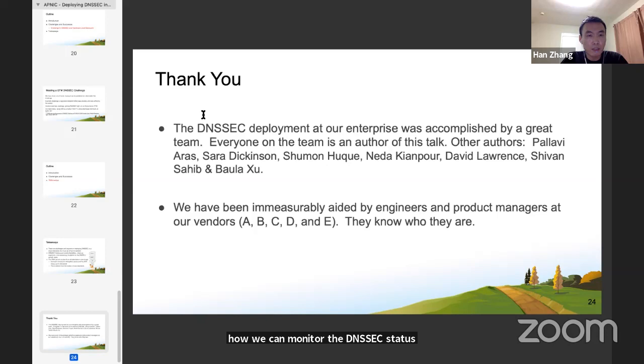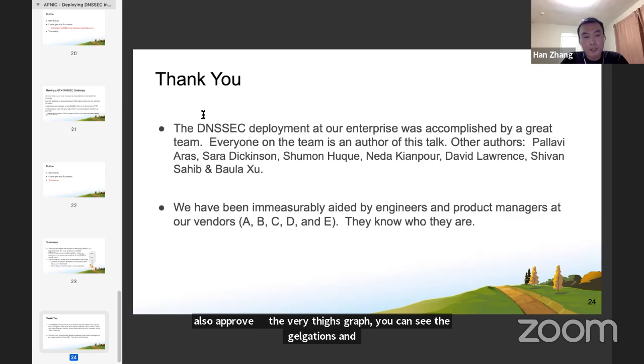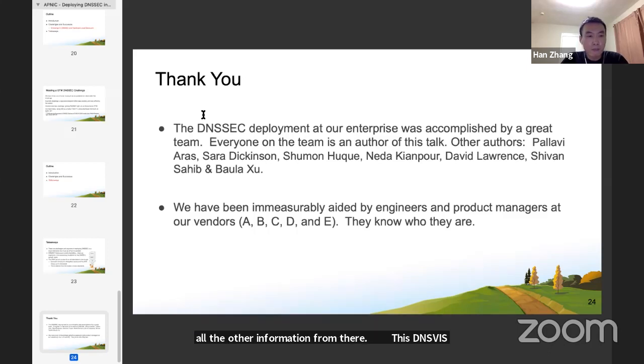So basically, we use DNSViz. That is a very helpful tool. It has two forms. One is a public website, dnsviz.net, I believe. You can type a zone or a record there, and it will check the DNS status for this zone or record. It also outputs a very nice graph. You can see the delegations and all the other information from there. DNSViz also has a CLI tool, so you can install it and run the command line. It also tells you the errors or the status of DNSSEC. So we monitor our DNSSEC zones by using this tool.